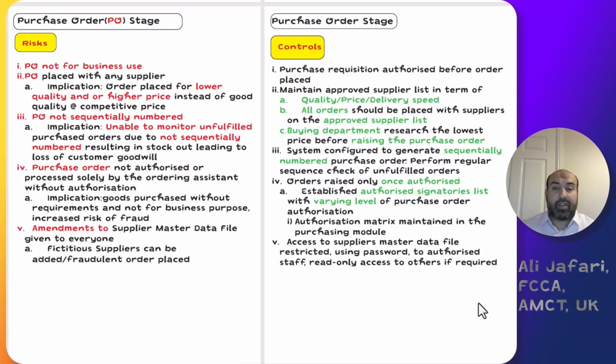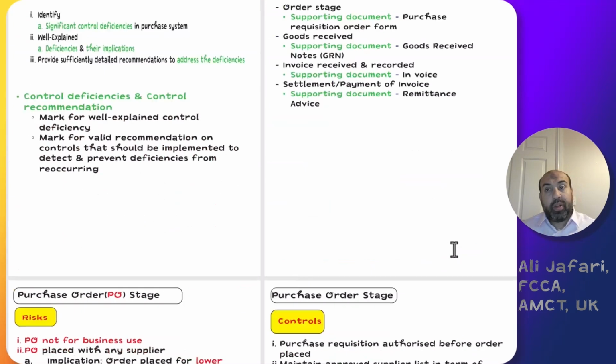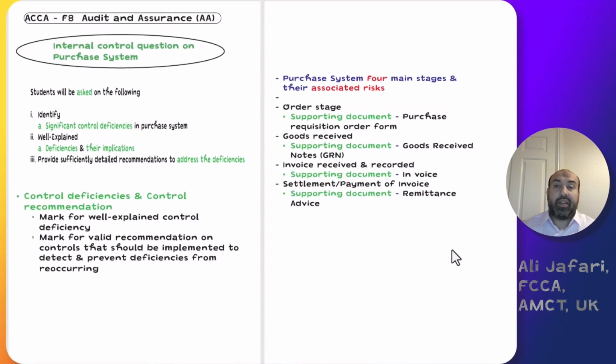In this video we will discuss an ACCA paper F8 audit and assurance question on purchase ledger control deficiencies. In this paper, you would be required to identify the deficiency given in the scenario. You will be required to explain the deficiency and its implication, and to provide a recommendation on how to address those deficiencies given in the scenario.